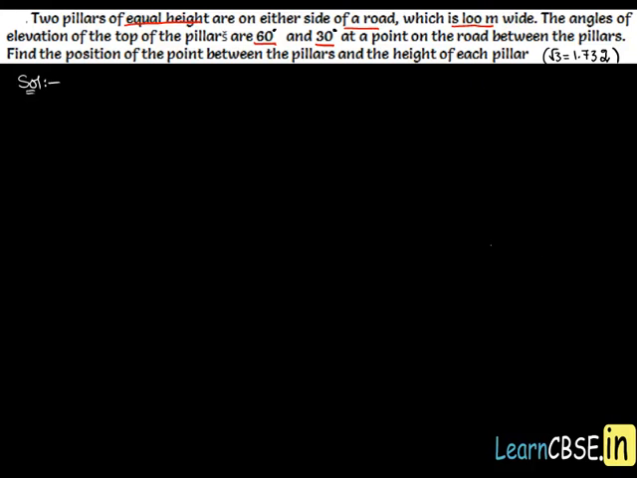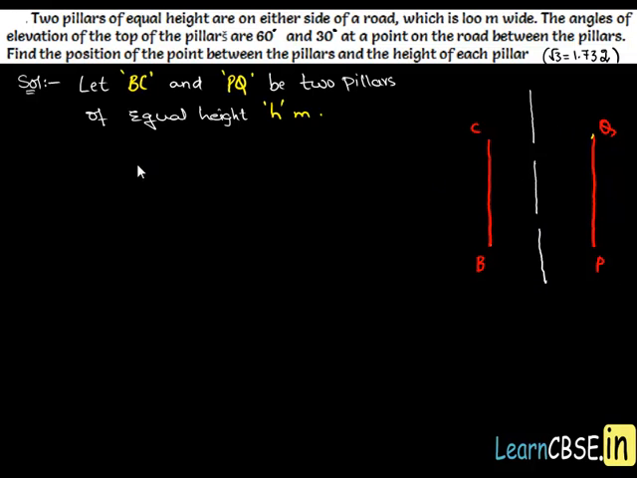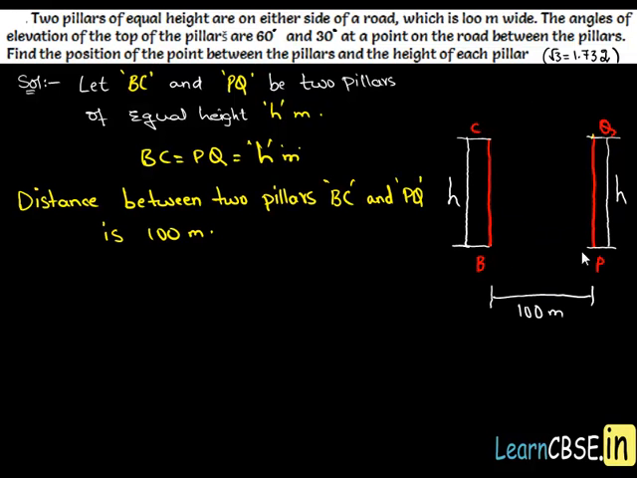Let's work out the problem. Let us draw a simple figure to represent the above question. Here BC and PQ are two pillars of equal height, which is h meters. Then the height of each pillar, BC which is equal to PQ, is h meters. And we are given the width of the road is 100 meters. Therefore, the distance between pillar BC and pillar PQ is 100 meters. That means BP is equal to CQ, which is 100 meters.